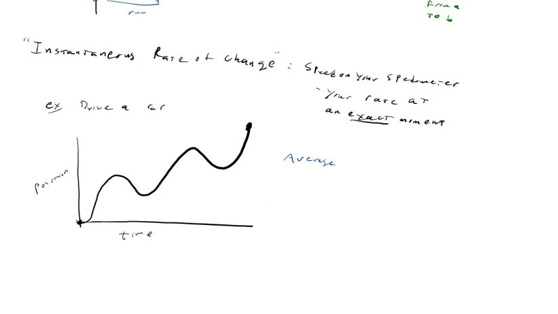Your instantaneous rate of change is your speed at some exact moment in time, like right here. It's your speed at that exact moment, and what happens is you have this line just touching one spot on the graph, and this is a tangent line. Tangent to the curve.